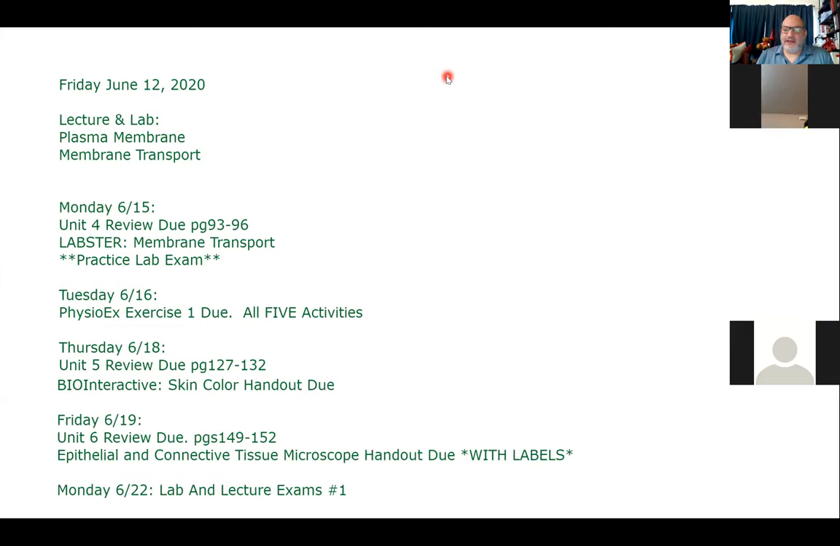We have it all laid out in front of us, what's going to be happening for really the next week and change. Today, we are going to continue our discussion of the cell, starting first with anatomy, where we're going to focus on the anatomy of the plasma membrane. And then from there, we are going to go on to the physiology, where we talk about membrane transport. So that's what we're doing for both our lab and lecture today.